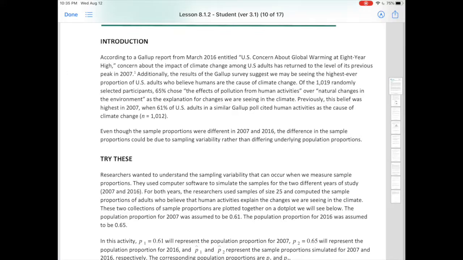Previously, this belief was highest in 2007, when 61% of U.S. adults in a similar Gallup poll cited human activities as the cause of climate change, n equal to 1,012 for that one. Even though the sample proportions were different in 2007 and 2016, the difference in the sample proportions could be due to sampling variability rather than differing underlying population proportions.